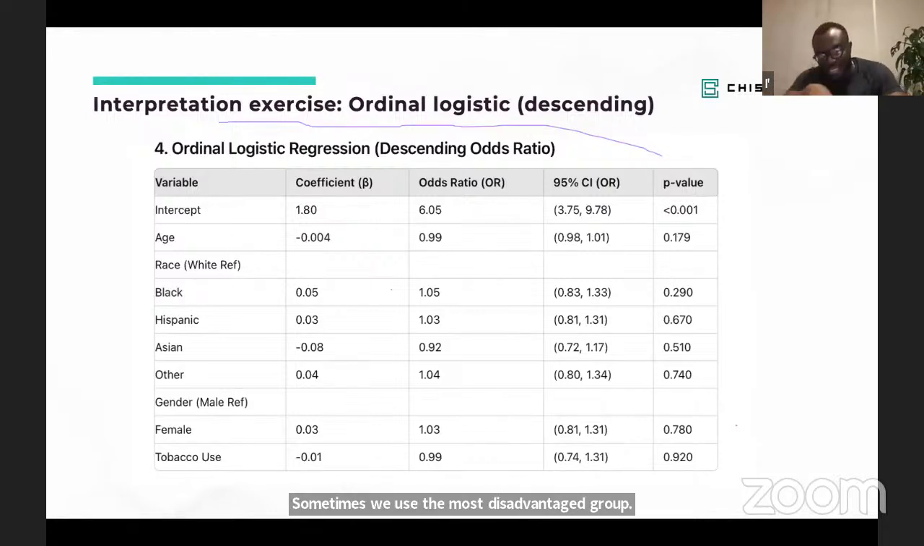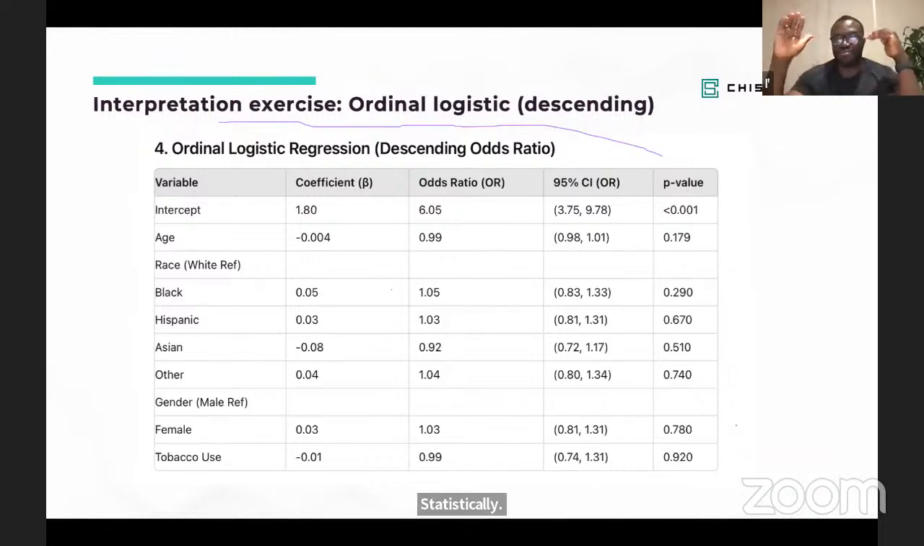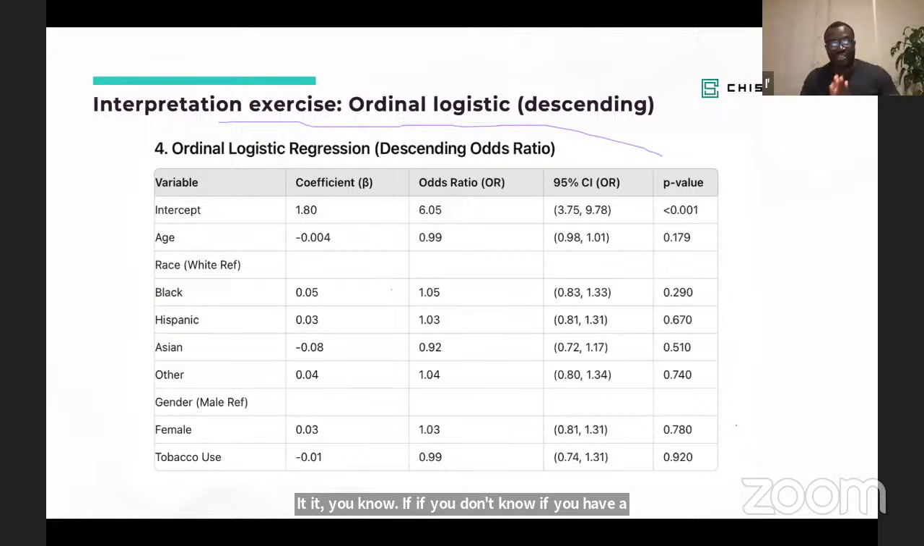Now, statistically, if you have a choice and you're looking at just the statistical issues, you might want to use the group with the largest sample size as a reference.